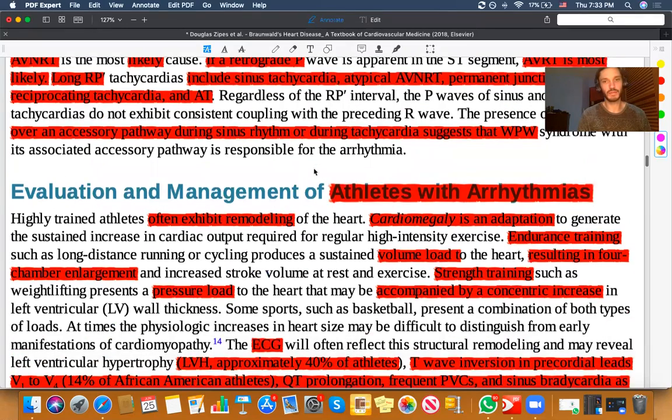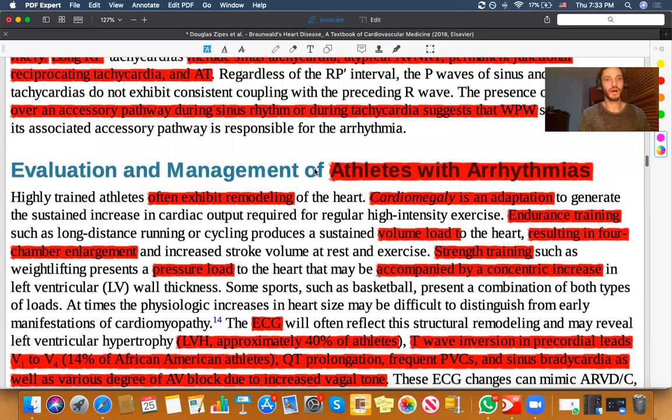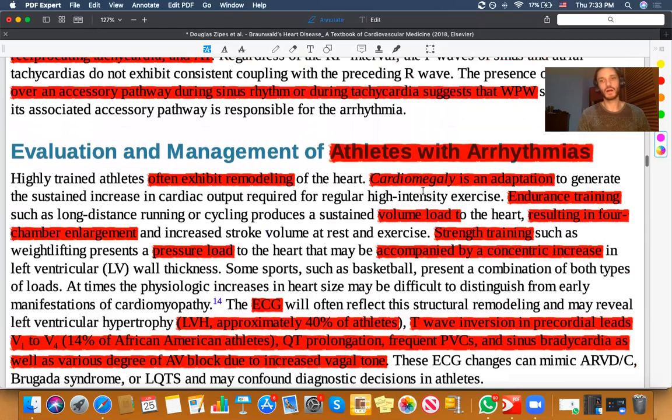Now, evaluation and management of athletes with arrhythmias, who often exhibit remodeling. Cardiomegaly is an adaptation. With endurance training, you'll have four-chamber enlargement, which is secondary to volume overload. With strength training, you'll have a pressure overload, which will produce concentric increase. And you have basketball, for example, in which you have both types of loads, so both types of growth.